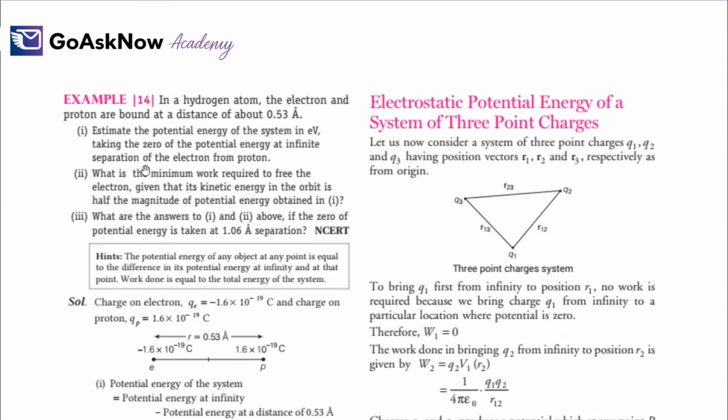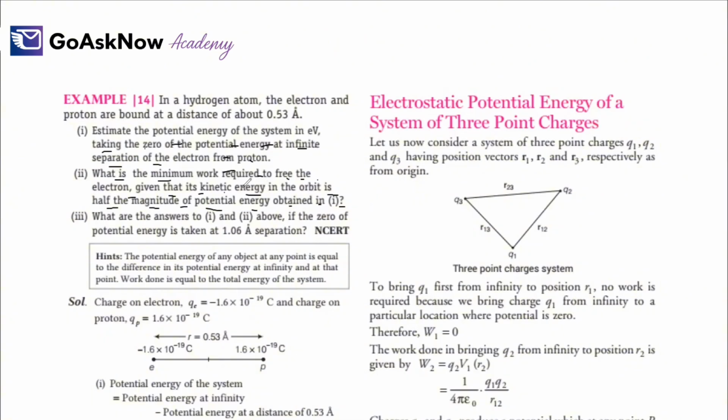So there is an example 14. Let's see what it says. In a hydrogen atom, the electron and proton are bound at a distance of about 0.53 angstrom. Estimate the potential energy of the system in electron volt. Taking the zero of the potential energy at infinite separation of the electron from proton, what is the minimum work required to free the electron, given that its kinetic energy in the orbit is half the magnitude of potential energy obtained in the first part? So this is the second part.